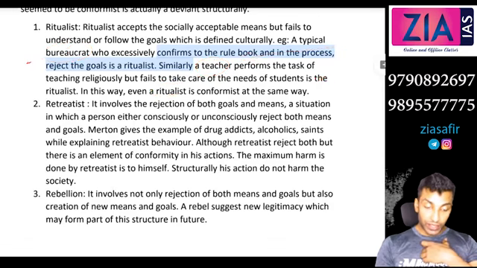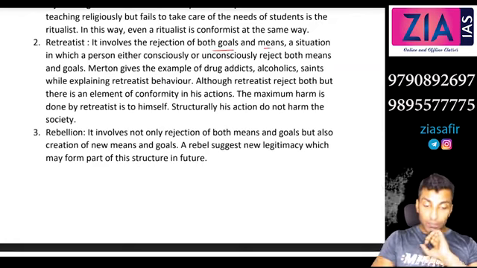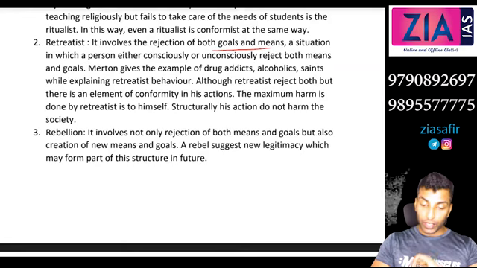The third one is retreatist. It involves the rejection of both goals and means. They don't care about goals and means. It is a situation in which a person either consciously or unconsciously rejects both means and goals. Merton gives the example of drug addicts, alcoholics and saints while explaining retreatist behavior.